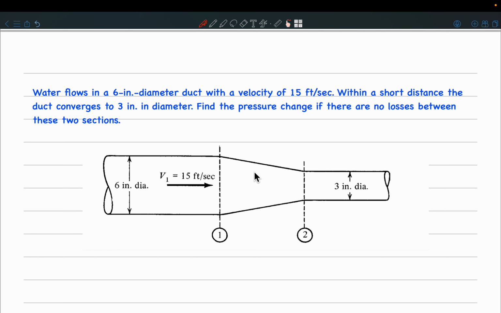Alright, so here there's a pipe, like you can see. The water is flowing in, and the initial diameter is given to you. It is a 6-inch duct, and the velocity is given, and within a short distance the duct converges to a 3-inch diameter. So what you have to do is find the pressure change, and you have to assume there are no losses. So how do you do this?